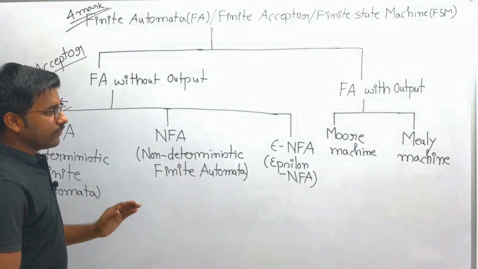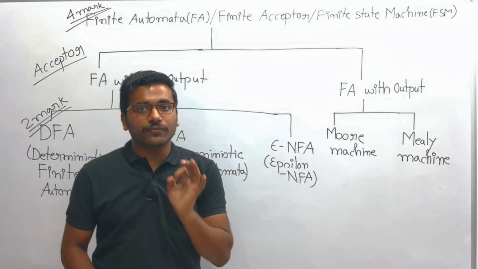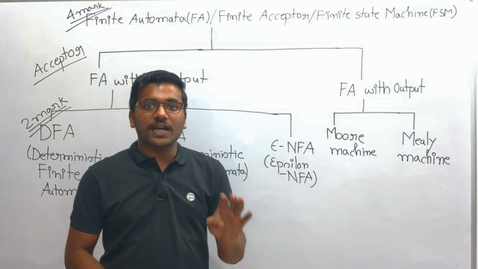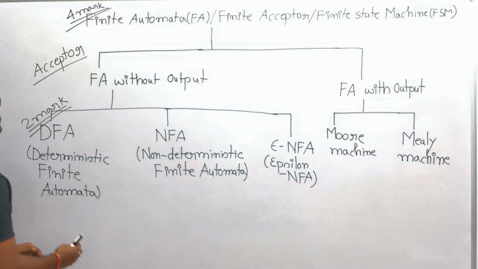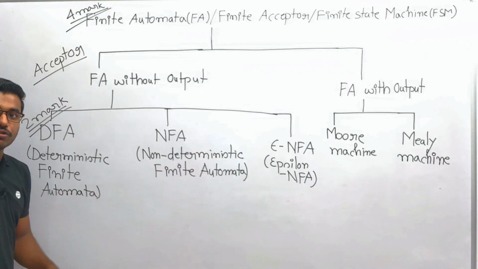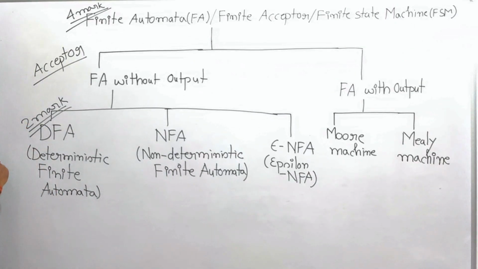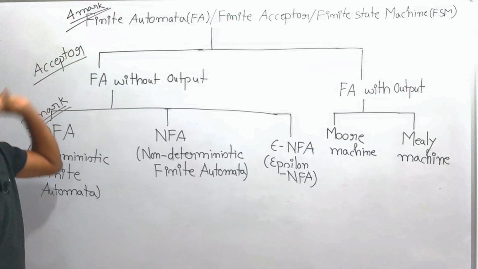This topic, FA, is very important. It is the heart of TOC. You can assume that a 4 marks question is definitely going to come from FA, and I can even guarantee that from DFA a 2 marks question is fixed.